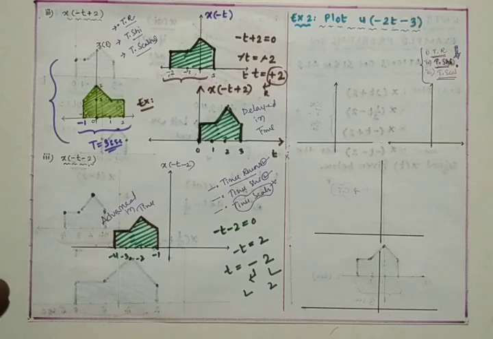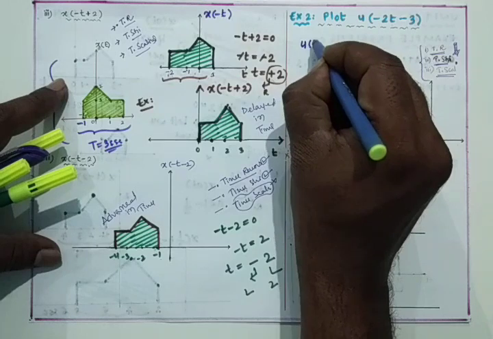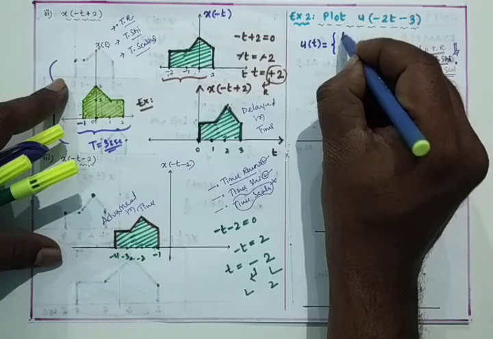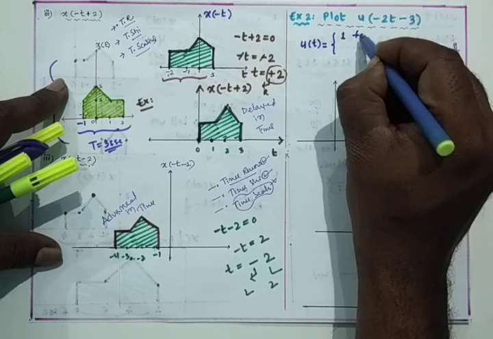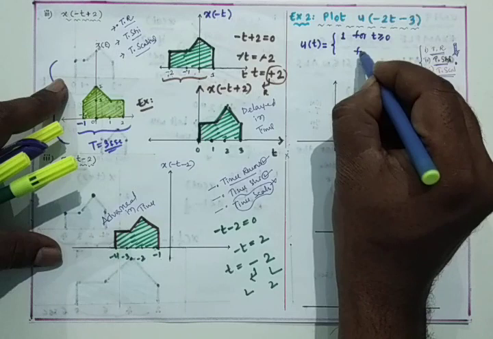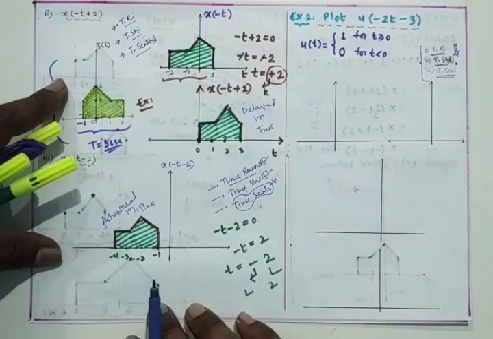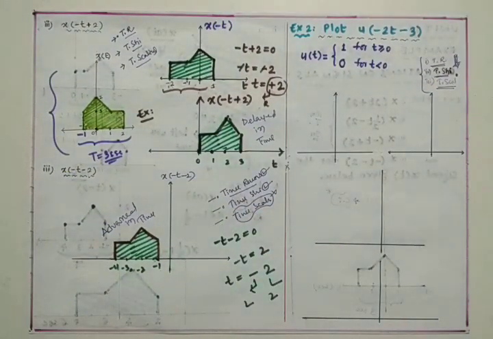First, I am defining u of t. u of t is a continuous time signal. u stands for unit, unit means 1. u of t is equal to 1 for t greater than or equal to 0, and for t less than 0, u of t is equal to 0. This is the mathematical representation of that signal. By making use of it, we can easily plot that signal.